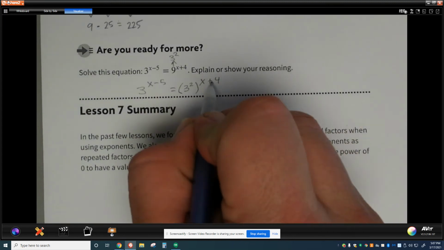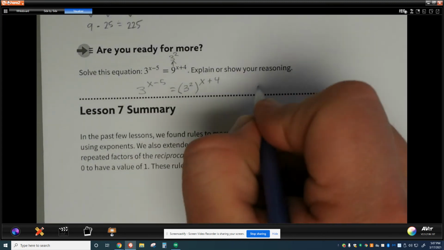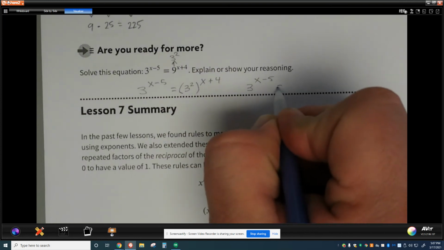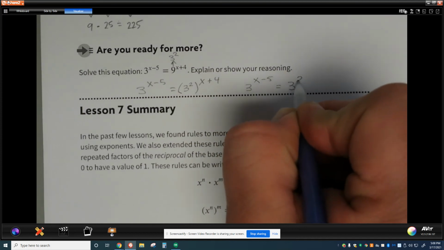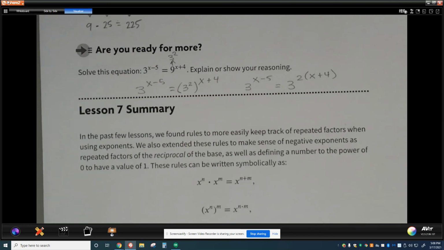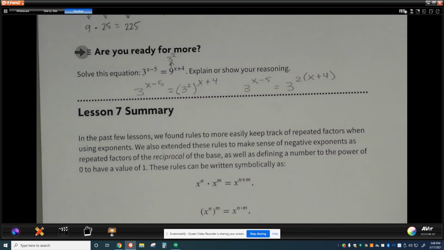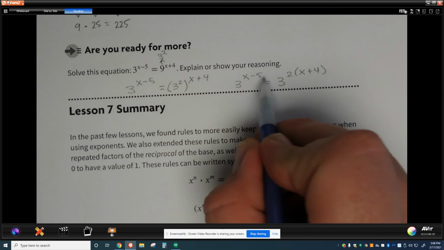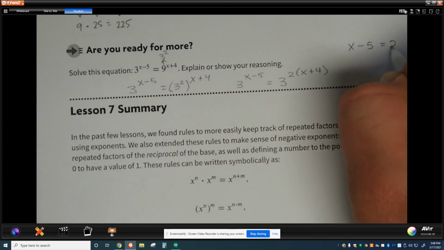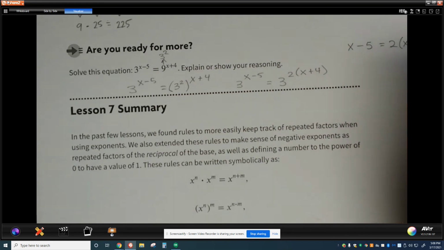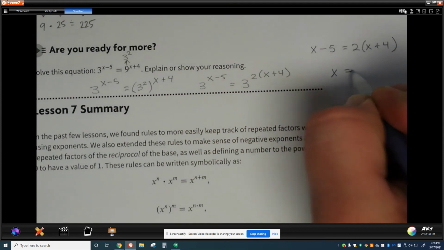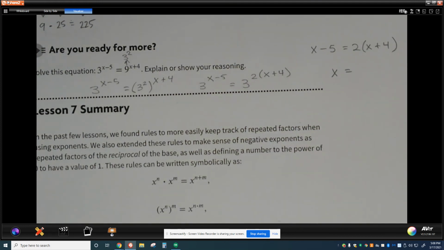With the rule of power of a power, I can simplify this to say 3 to the x minus 5, the left expression is fine, is equal to 3 raised to the power of 2 times the sum of x and 4. Okay, multiplying the powers together. And then I have the same base. Now all I have to do is get my exponents to be equal. And you can do that by solving for x. So you finish that up, find out what x equals, and then it should come out true.